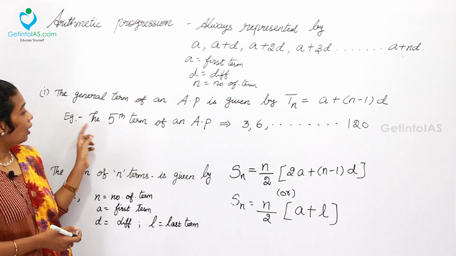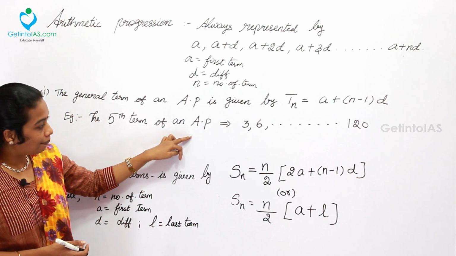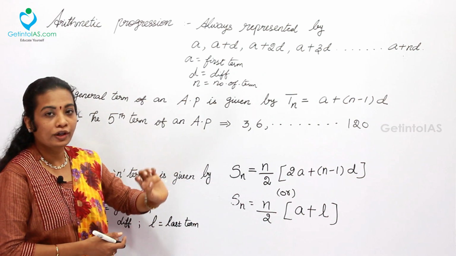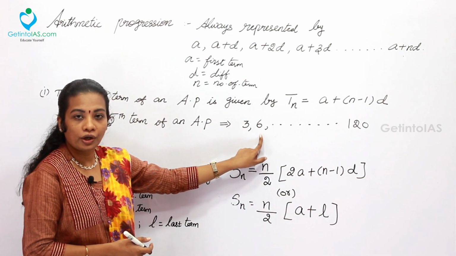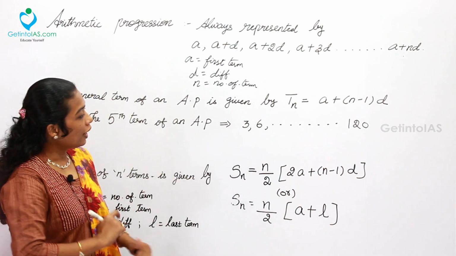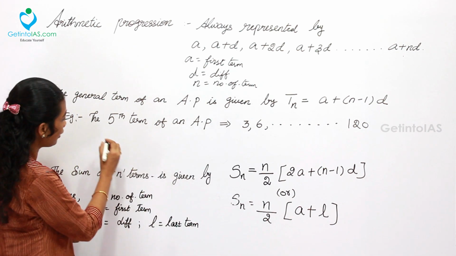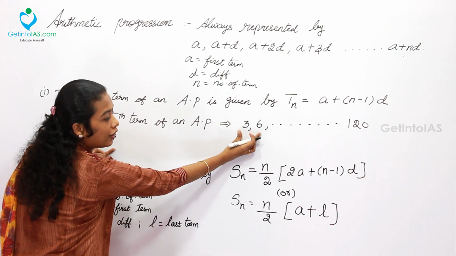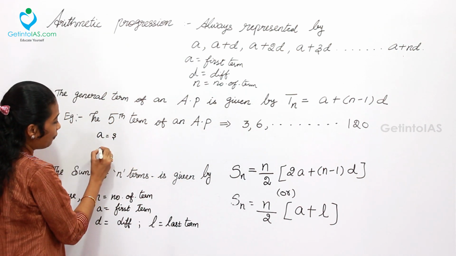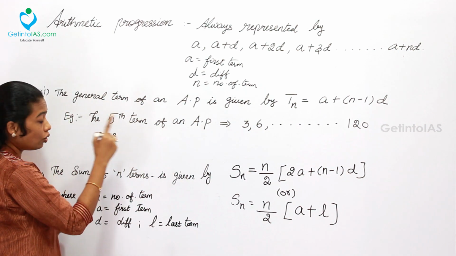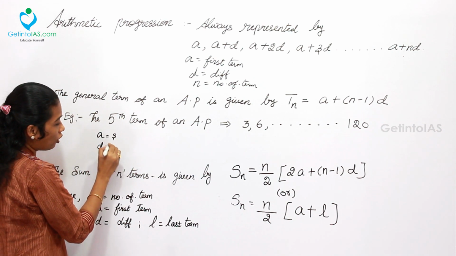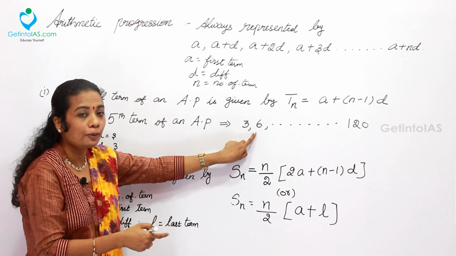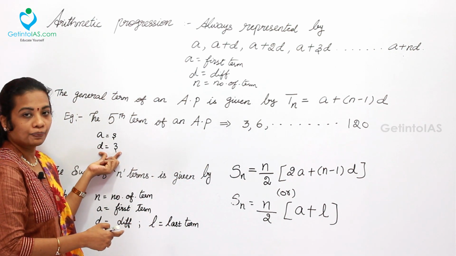Say for example, you have to find the fifth term of an AP. The AP is given, 3, 6 and so on up to 120. Here the second term is also given in order to find the difference. So, let us take what is A here. A is 3. What is the difference? The difference is 6 minus 3, that is 3. So, here it is an increasing series, so don't take the negative value. Second term minus first term, the difference is 3, right?